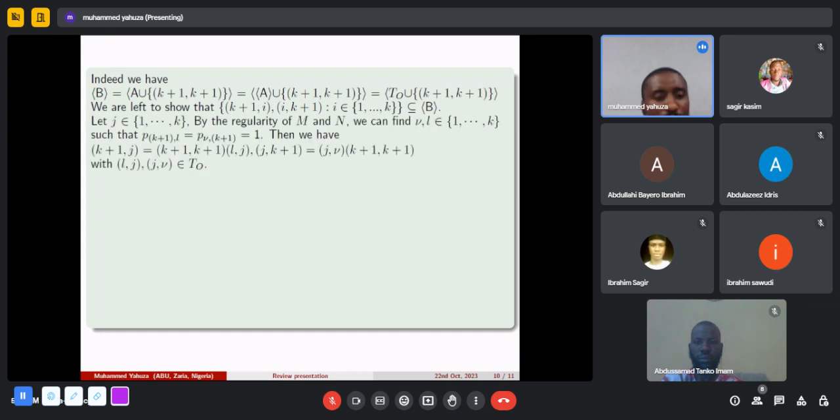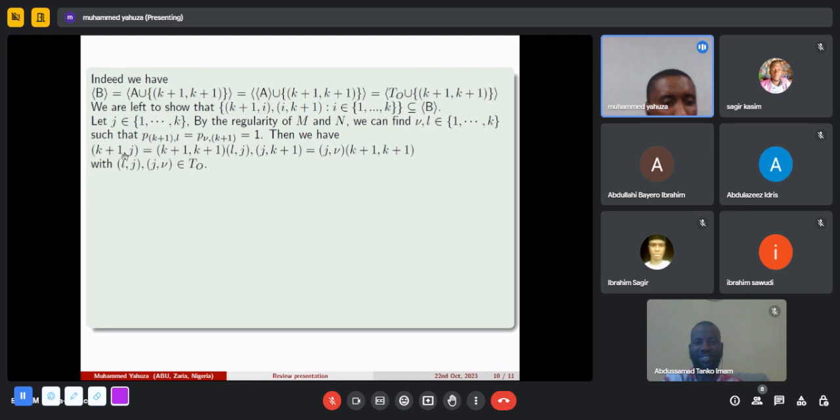Now let j belong to 1 up to k. By the regularity of M and N, we can find v, l in the set 1 to k, such that P(k+1, l) equals P(v, k+1) equals 1. That is, we can have an entry in the matrix corresponding to the k plus 1 row and the l column equal to 1, which is also the same thing as the entry corresponding to the v row and k plus 1 column.